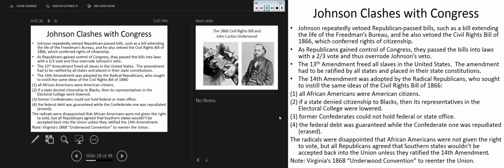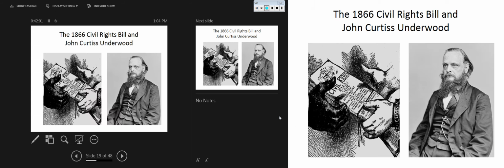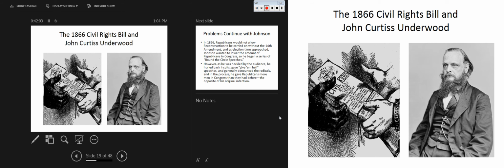So what ultimately happens is this. All states, regardless, must pass the 13th and 14th Amendment. All former Confederate states re-entering the Union must write new state constitutions, and they must pass the 13th and 14th Amendment, ratified into their constitution. Furthermore, another amendment must be ratified as well, and that's going to be the 15th Amendment that will allow African American men the right to vote.